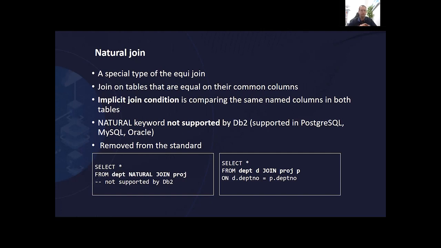So let's say, in our case, we have the department and project tables, which both have a department number column. If you have this natural join syntax, it would just join on those same column names. It's not supported by DB2, and as I said, that's based on the standard.